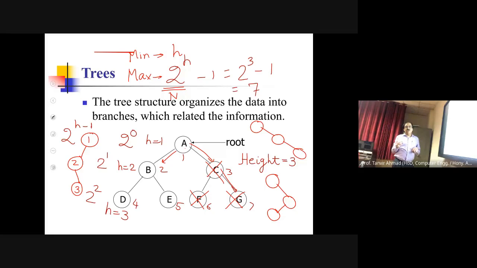So how much time you require to reach any node of a tree is equal to h. Since the height is 3, any node can be reached in 3 steps. If the height would have been 10, the maximum number of steps to reach any node of a tree will be 10.